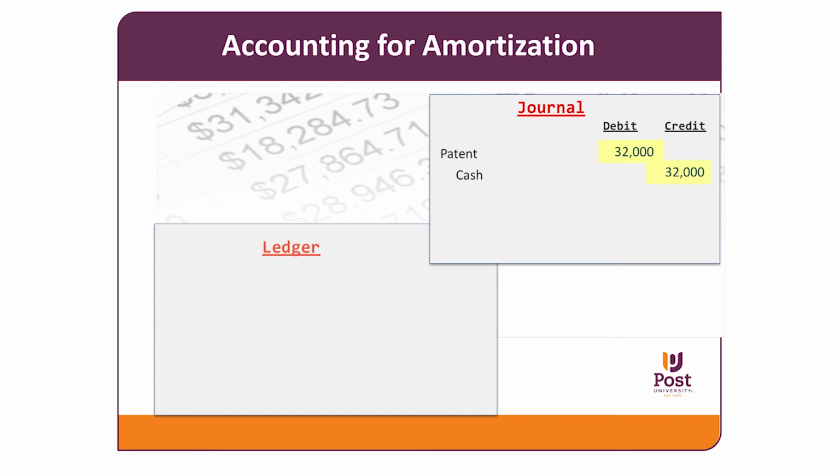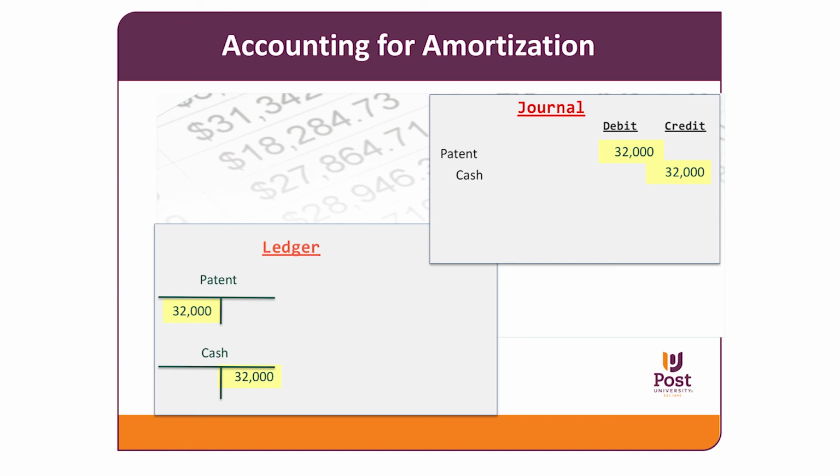ABC Company would record the intangible asset called patent by debiting the patent account for what they paid for it, say $32,000, and crediting cash. The entry is then posted to the ledger accounts. The cost of an intangible asset is allocated to expense over the life of the asset through a process known as amortization.